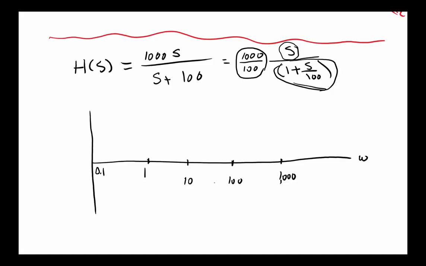So the first thing I have to do is find out the log. I'm going to use green for this one: 20 log of 10, right? 1,000 over 100 is 10, so it's 20 log of 10. That's easy. Log of 10 is 1, so it's 20. This is constant. So let's say this is 20 dB.